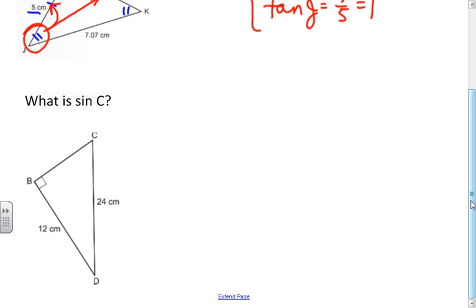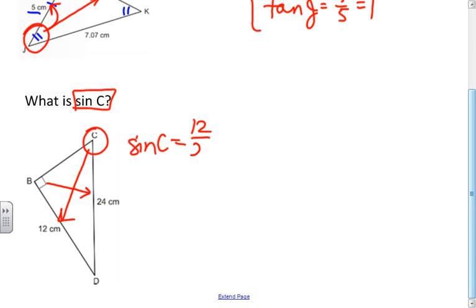If I look at this problem, what is the sine of C? Here's C, sine, opposite over hypotenuse. So the sine of C is 12 over 24. We always reduce, so the sine of C is 1/2.